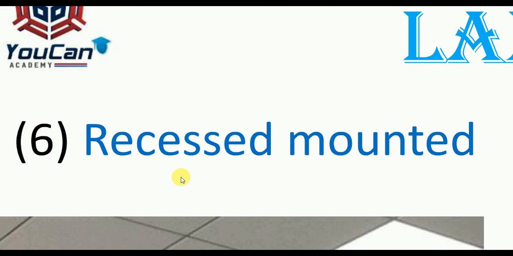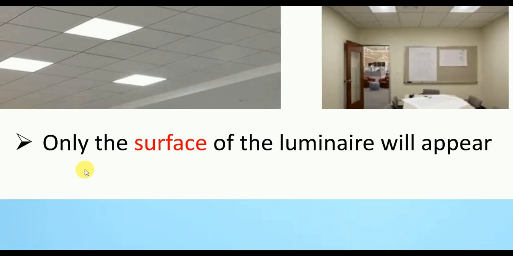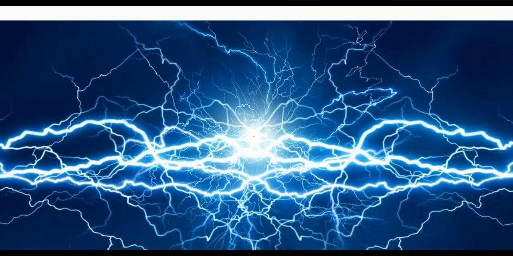The fifth one is the recessed mounted, and this is a type of recessed mounted, and this is another type here. The recessed type is when the frame or the shape of our luminaire is inside the ceiling and only the surface of the luminaire appears from the ceiling. So this condition will be the recessed mounted luminaires.